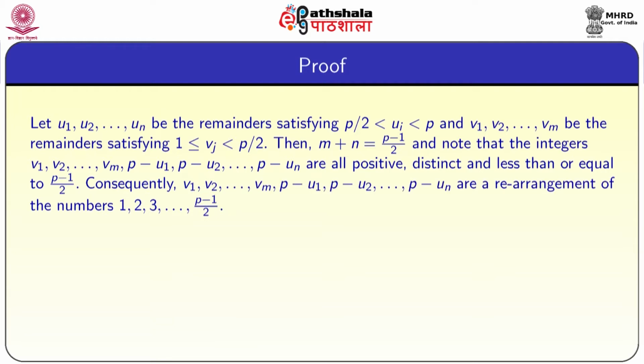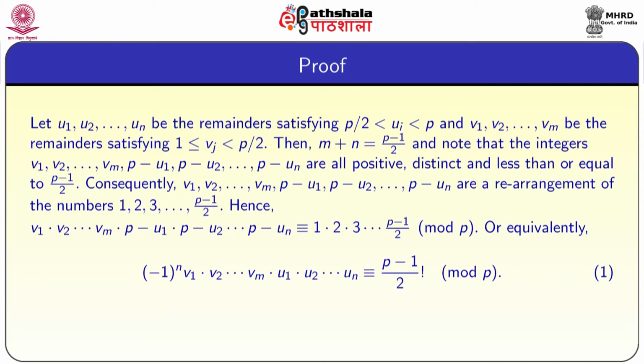Consequently, v1, v2, and so on up to vm, p-u1, p-u2, and so on up to p-un are all a rearrangement of the numbers 1, 2, 3, and so on up to (p-1)/2. But for this one has to establish that they are all distinct. That is easy to show. Just assume that two of them are equal, then you can prove that we get a contradiction. So, hence we are proceeding.